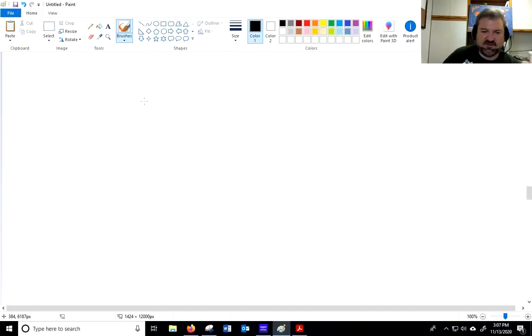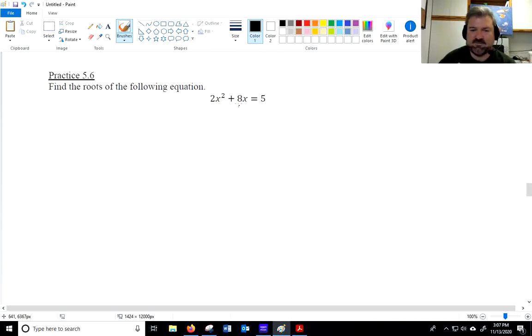All right, see if you can find the roots of this equation. Okay, so notice it's got a 2 in front of it. You could try and factor this, but it does not work. But we can complete the square, so we'll divide through by 2 and get x squared plus 4x equals 5 over 2. Take half of 4, which is 2, and square it, which is 4, and add it to both sides. So I'm going to add this as 8 over 2.